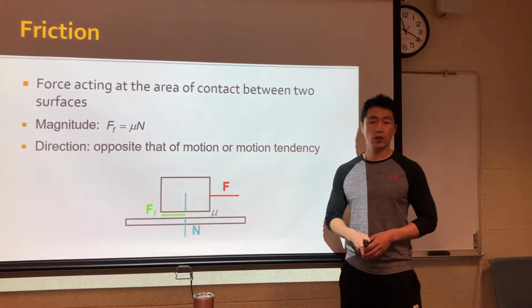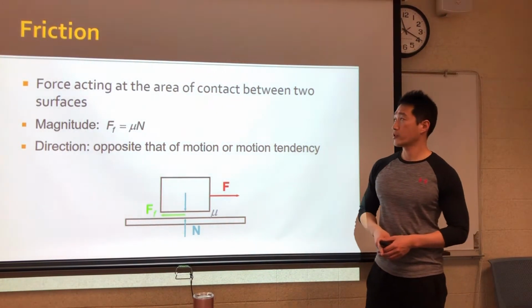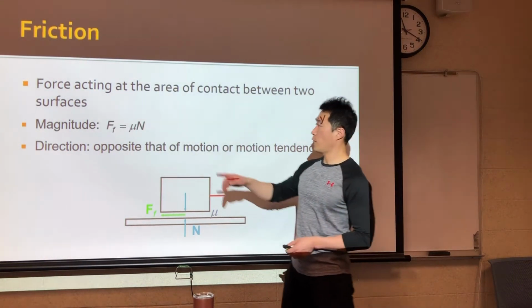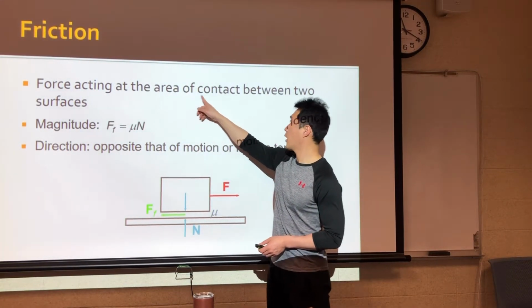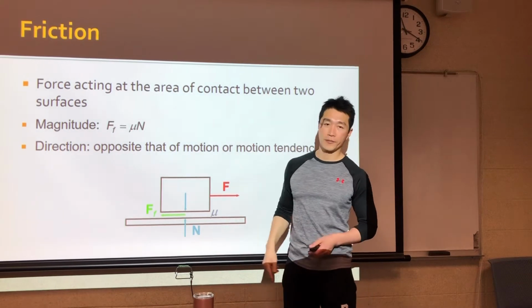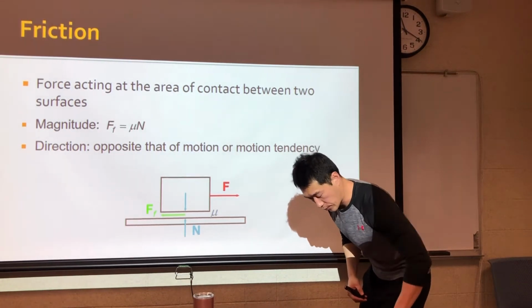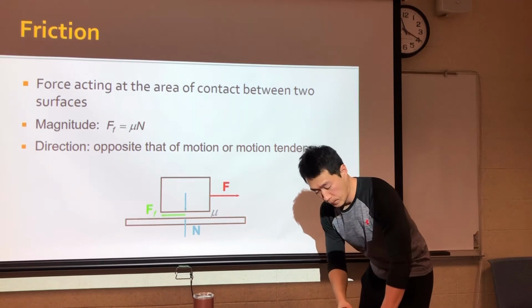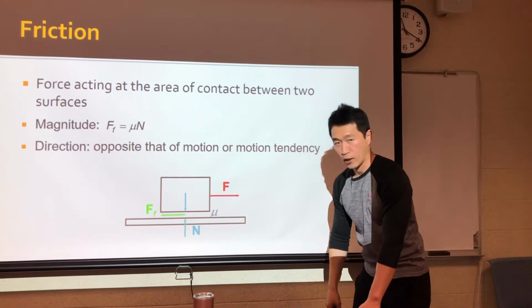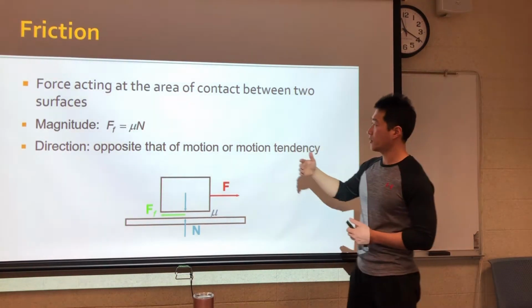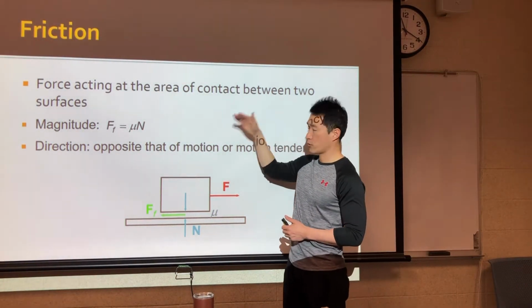Okay, this is the second video of linear kinetics. So we will start the friction today. Friction means force acting at the area of contact between two surfaces. For example, if I just rub this table like this, I can feel something hot in between my hand and the table. That's due to friction. That's force acting at the area of contact between two surfaces.